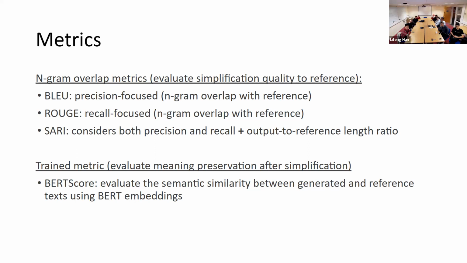Then we also use a trained metric, BERT score, which evaluates the meaning preservation after simplification. Basically, what BERT score is doing is evaluating the semantic similarity between the generated and the reference text. And for that, it's using the BERT embeddings.